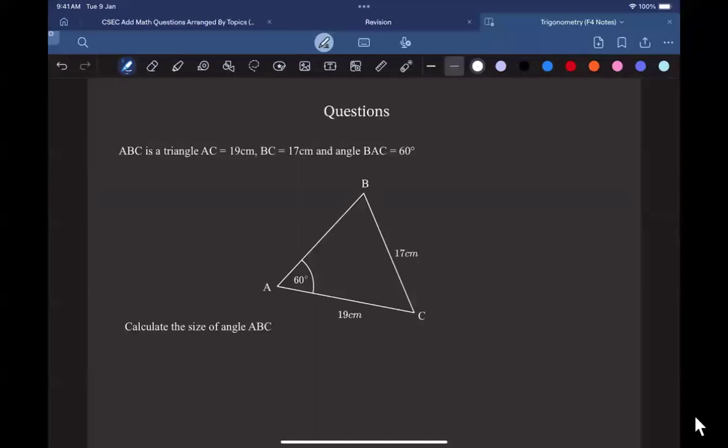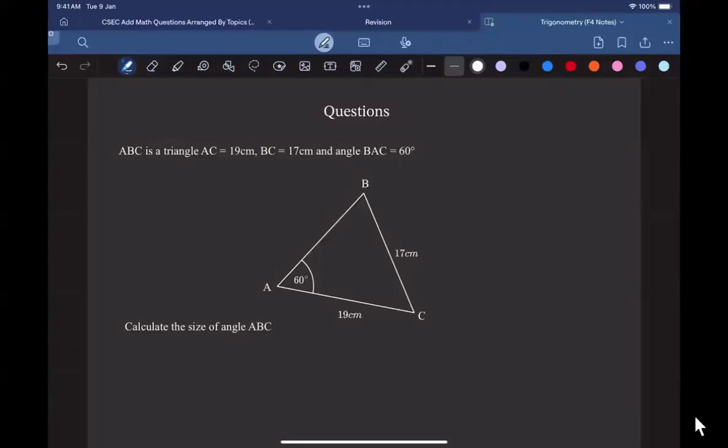Salma, for this question, is it a 90-degree angle triangle? No. If it's not 90, what are we going to use? What two things do you have to use? The angle that was given and the sides. You have to use the sine or the cosine rule.